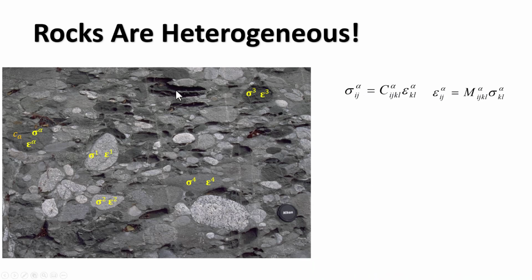Imagine a heterogeneous material like this is subjected to deformation. The stress and the strain in each element will be different. If we use sigma alpha to stand for the average stress and epsilon alpha the average strain or strain rate in that element, then the stress and the strain relationship in the alphath element can be represented by this relationship if the material is linearly elastic.